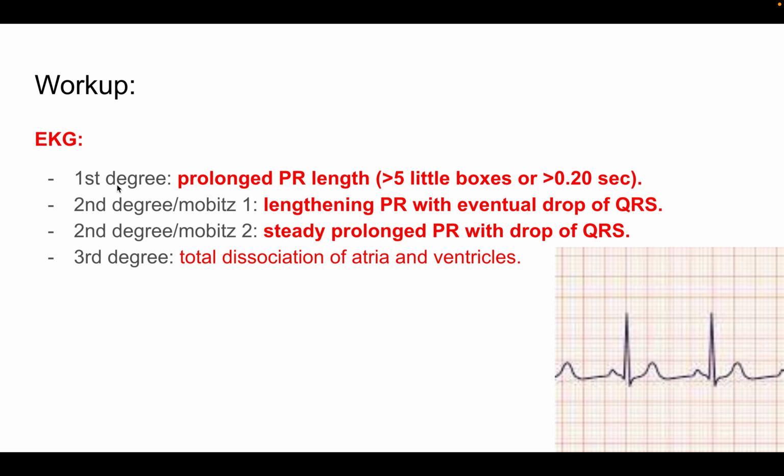So let's go. First degree, like we said, conduction is just slowed. Everything goes through, but it's just slowed. So what we have is a prolonged PR interval. So this is our PR interval. This is normal sinus rhythm, by the way. So P represents the atrial contraction. The Q, the R represents the ventricular contraction, right? QRS. So it would make sense that if we have a block between the atria and the ventricles, which is the AV node, that this would be lengthened.